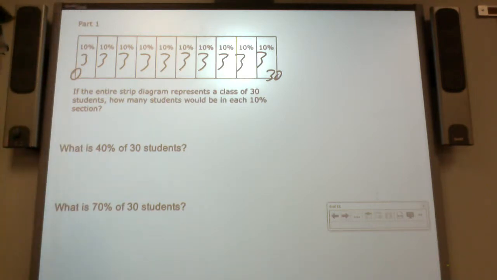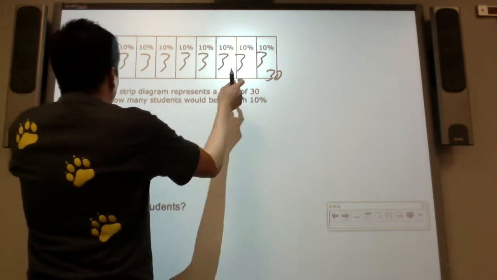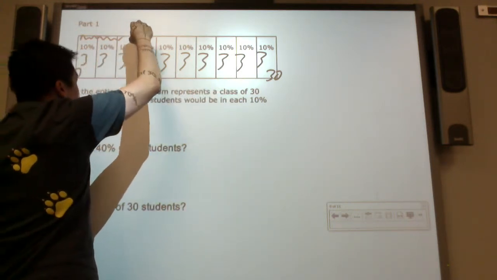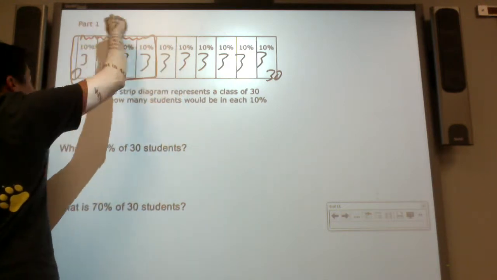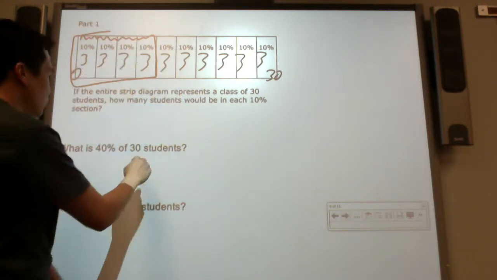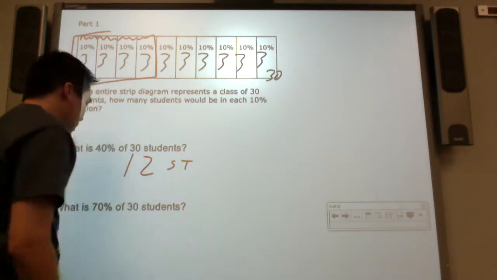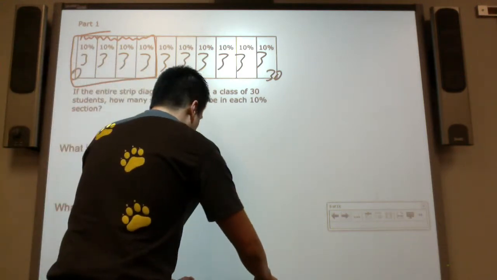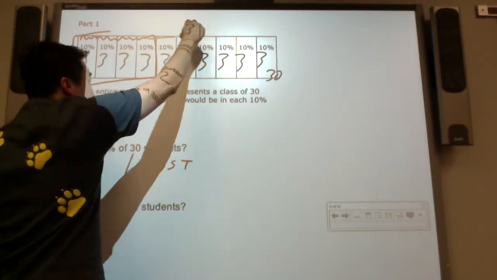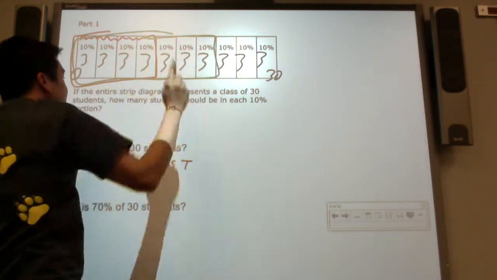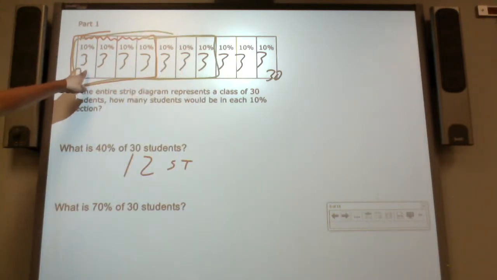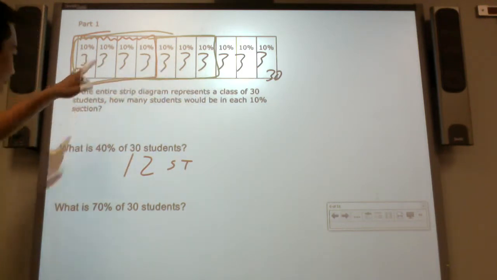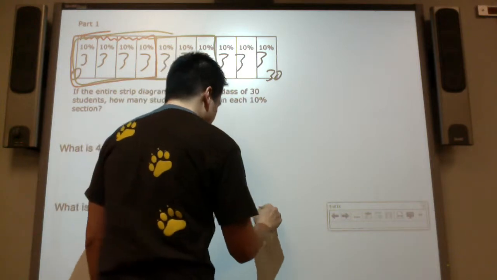What is 40% of 30 students? So 40%. So that's asking all of this right here. What is 40%? 3, 6, 9, 12 students. What is 70% of 30 students? So it's this plus this. So we know 10% is 3 students. We have 7 groups of that. That would be 21 students.